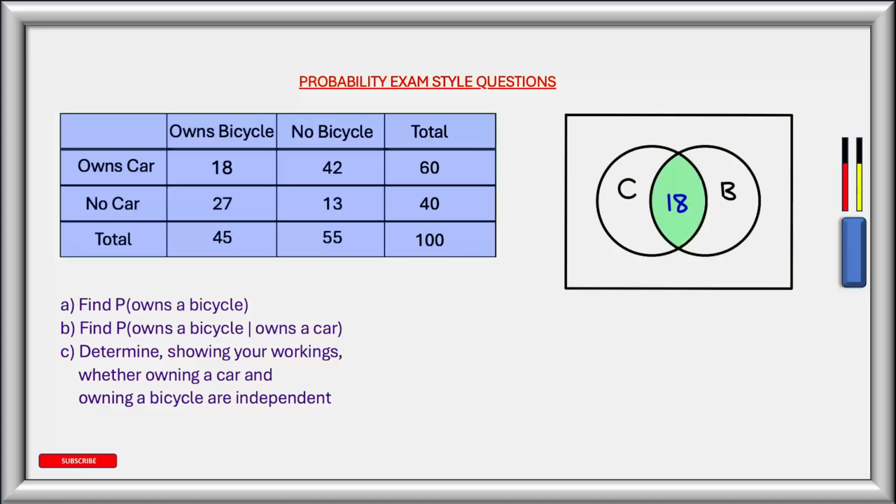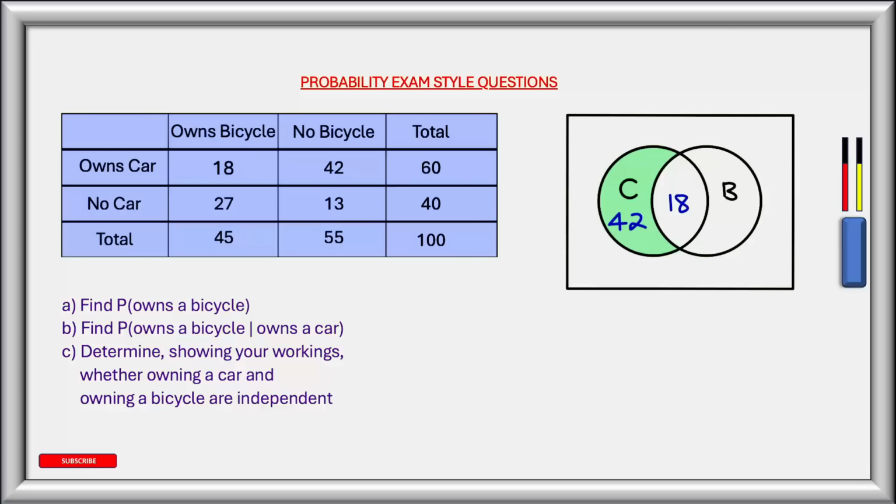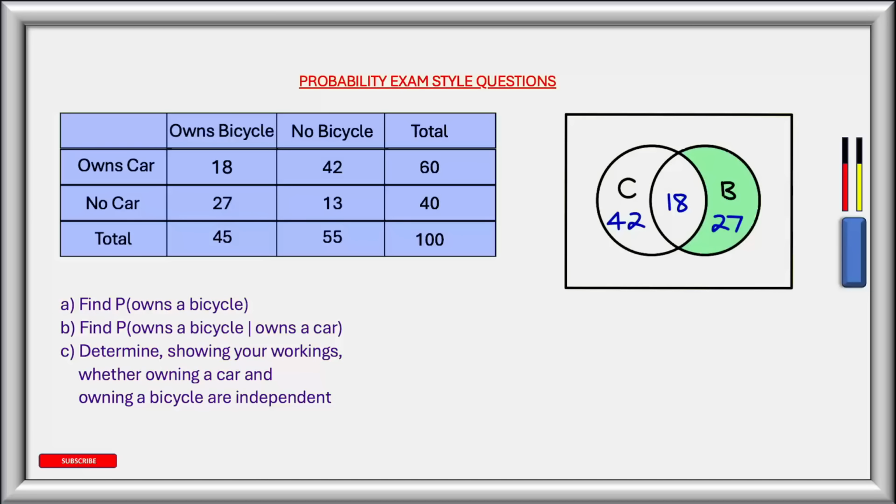So from the table, those that own a car and a bicycle total 18. And this is the green shaded region on the Venn diagram. So I've placed the number 18 in this region. And those people that own a car but no bike totals 42 and is represented by the green shaded region on the Venn diagram. So this means they're exclusively car owners. So I've placed the number 42 in this region. And we can also see from the table of data that those people owning a bike but not a car is equal to 27. And this is represented by the green shaded region. So these are exclusively bike owners, and I've placed the number 27 here.